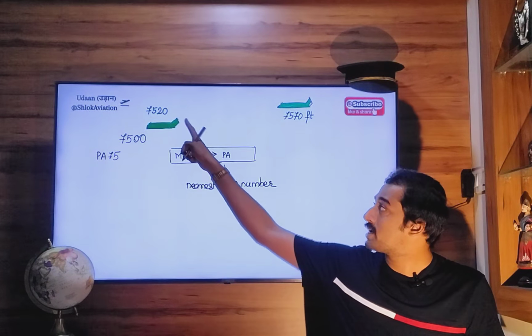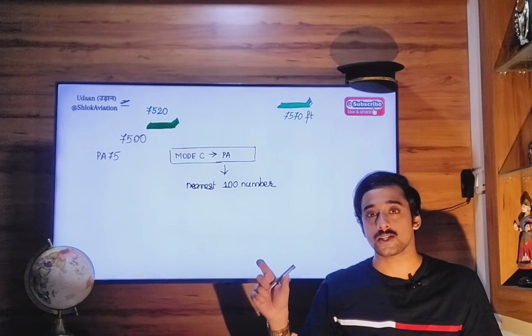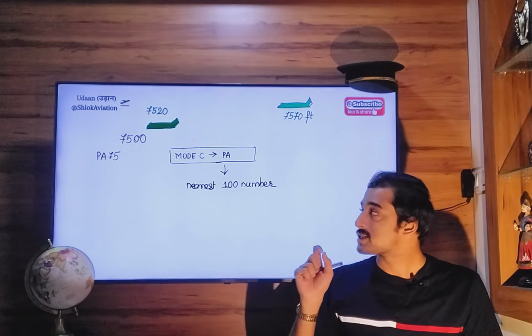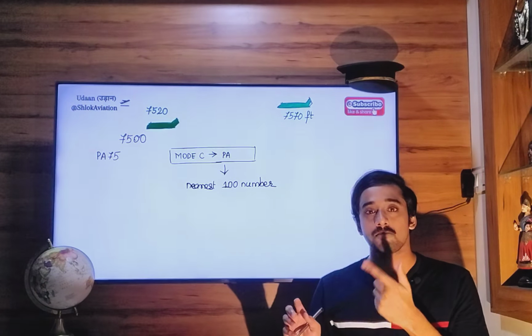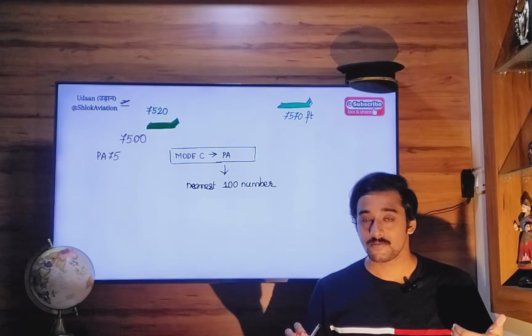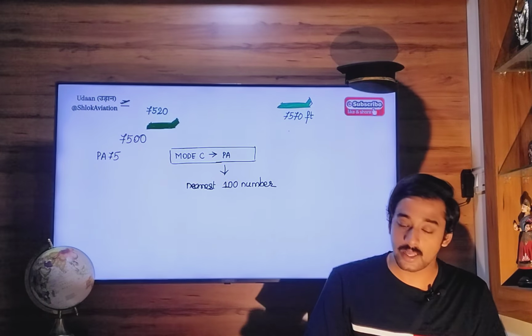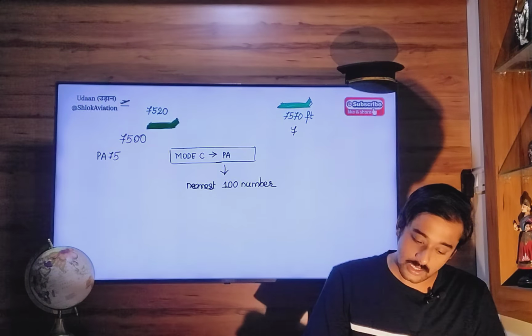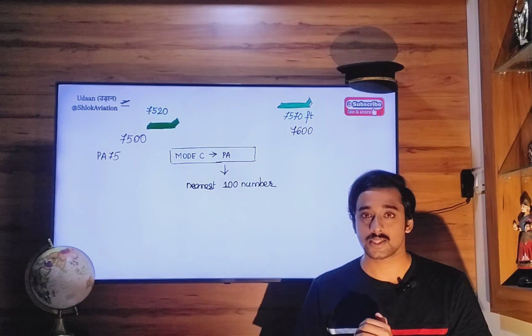So this 7,520 won't be transmitted. The pressure altitude will transmit the information as 7,500. So the 20 is eliminated and the number is rounded off to the nearest 100, 7,500. Now 7,570 will be rounded off to 7,600, so the next 100, the nearest 100.